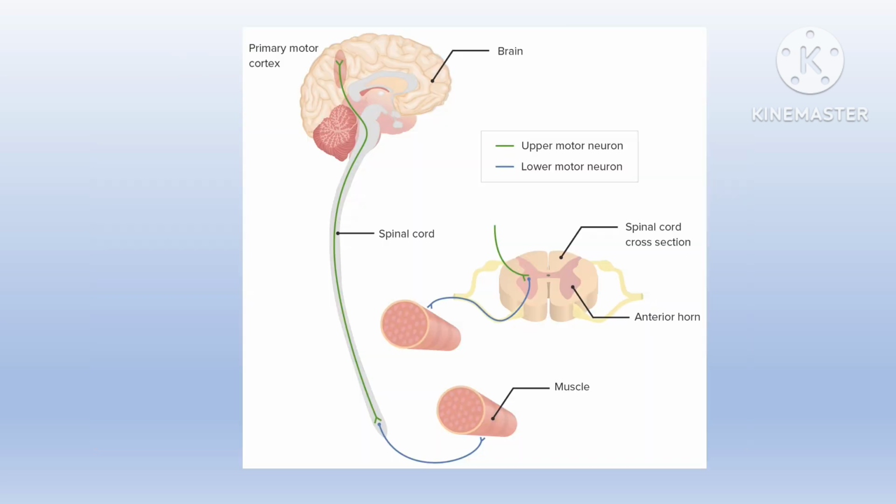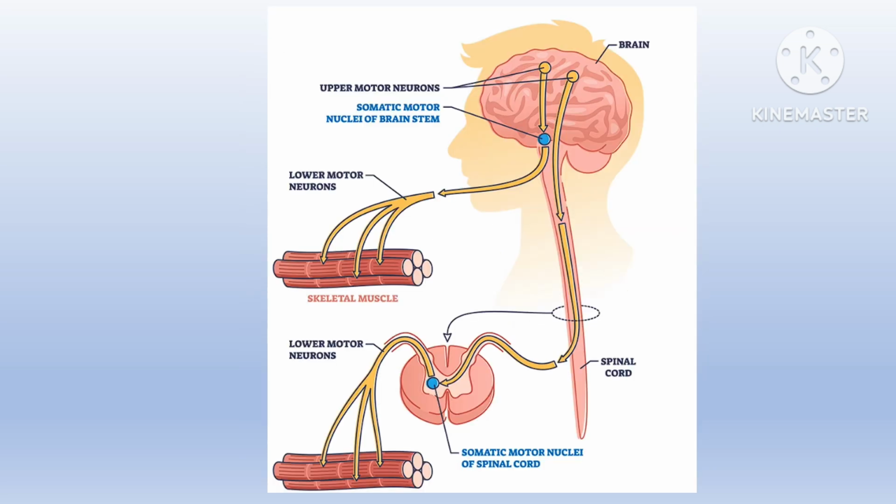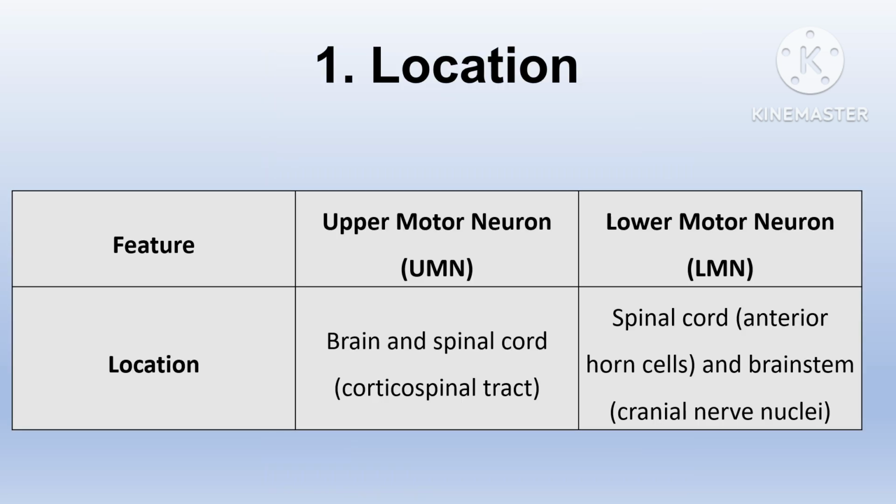And the lower motor neurons, found in the spinal cord and the brainstem, directly innervate the skeletal muscle to execute movement. Damage to these neurons can result in motor neuron lesions, which are categorized as upper motor neuron lesions or lower motor neuron lesions. The clinical features and the consequences of these lesions vary significantly, which we will be discussing in coming slides.